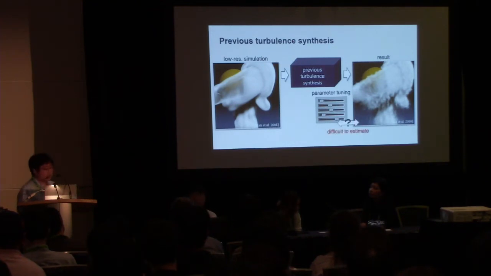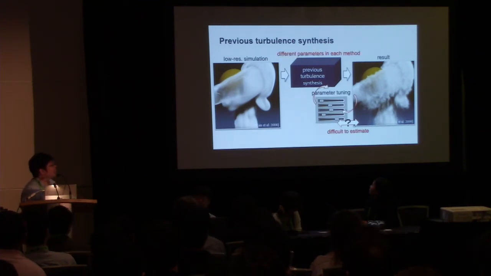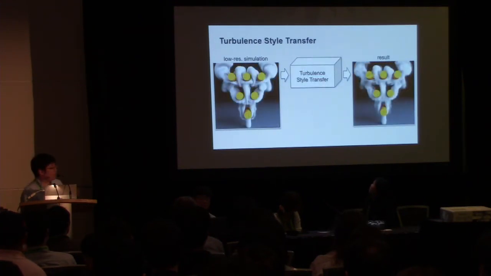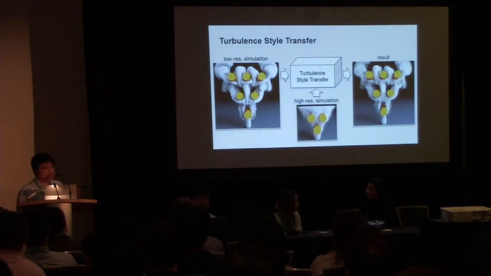However, it is difficult to estimate results from parameters. Therefore, parameters must be tuned repeatedly when the detailed motion is different from the desired one. In addition, parameters related to the detailed motion are different for each method. So animators need to understand special parameters. To address this, in our system, another high-resolution flow with a desired detailed motion is also input to our system instead of parameter tuning.